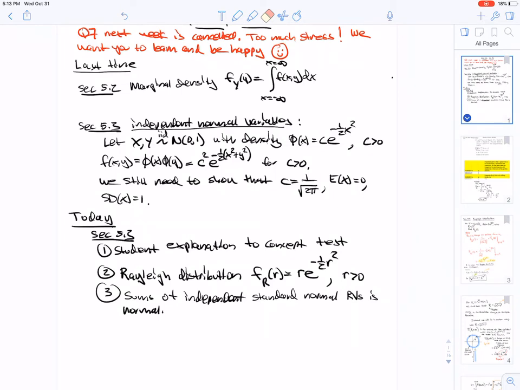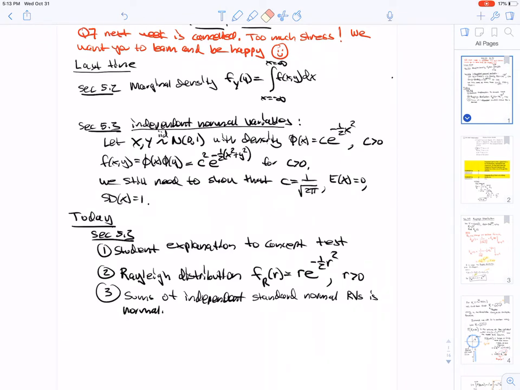And remember that the shape of that is like a bell. It's like a Liberty Bell or something. It's radially symmetric, and we still need to show that the expectation of x is 0 and the SD of x is 1. Today we're going to first look at student explanations of the concept test from last time.